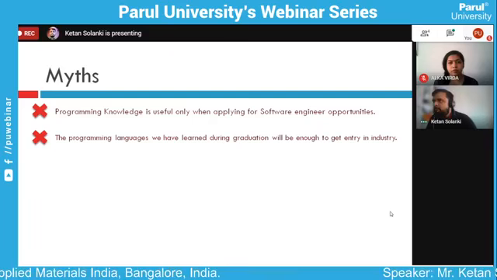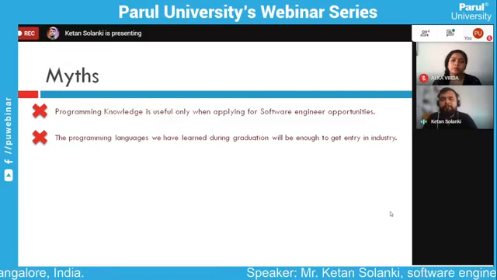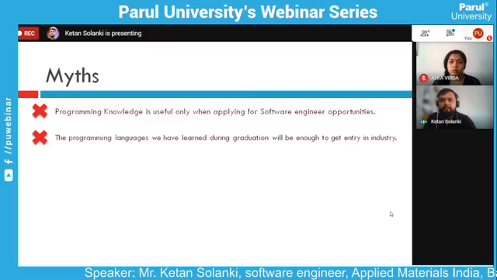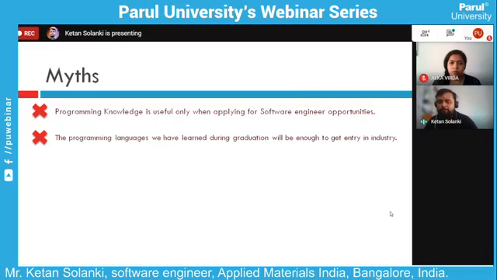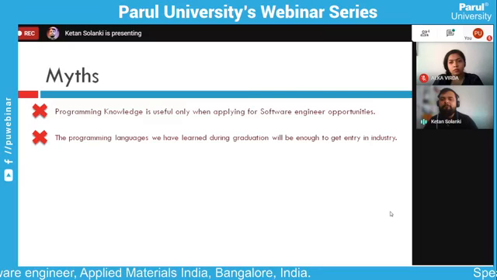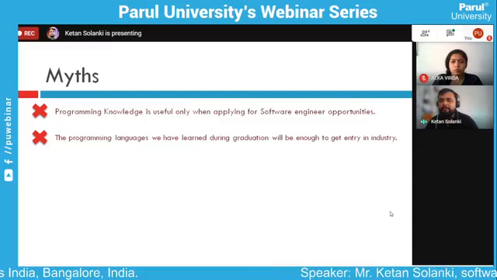Next is the myth that the programming language we learned during graduation will be enough to get entry into the industry. That is not the case. The concepts we have already learned in engineering until the 8th semester are not enough. If you have the courage to learn something new, then we should go for the advanced concepts, the current concepts that are used in the industry, whichever programming language we choose.